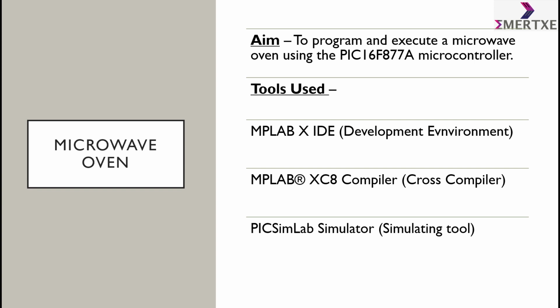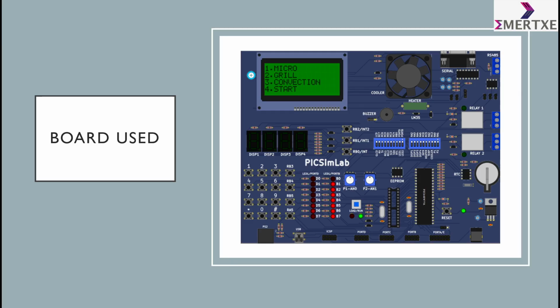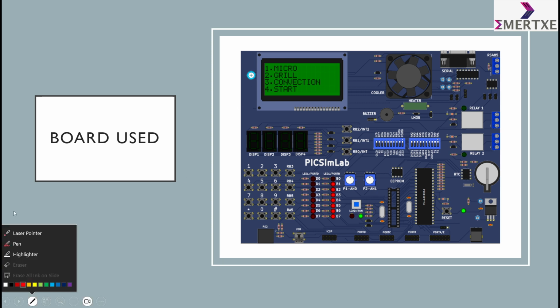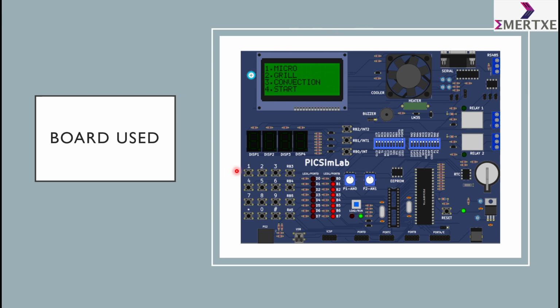Now we are going to start with the internship project that I have done. The aim of the project is to program and execute a microwave oven using the PIC16F877A microcontroller. Three tools are used: MPLAB X IDE for the code, XC8 compiler to compile the code, and PICSimLab simulator to execute and show the demo of the code. The board used here is from PICSimLab. This picture is taken from the PICSimLab simulator.